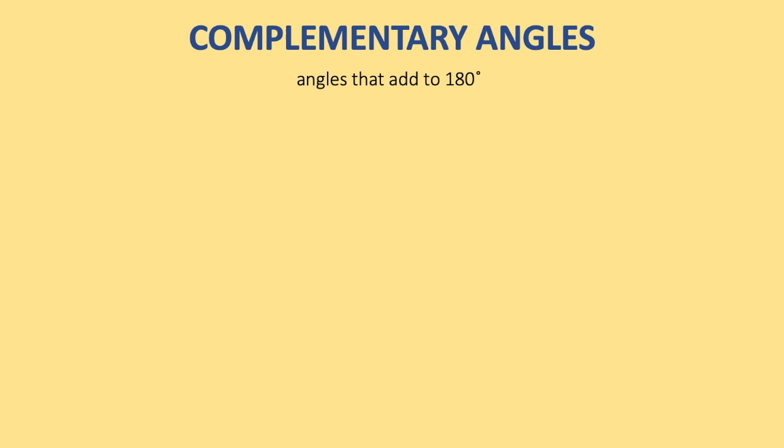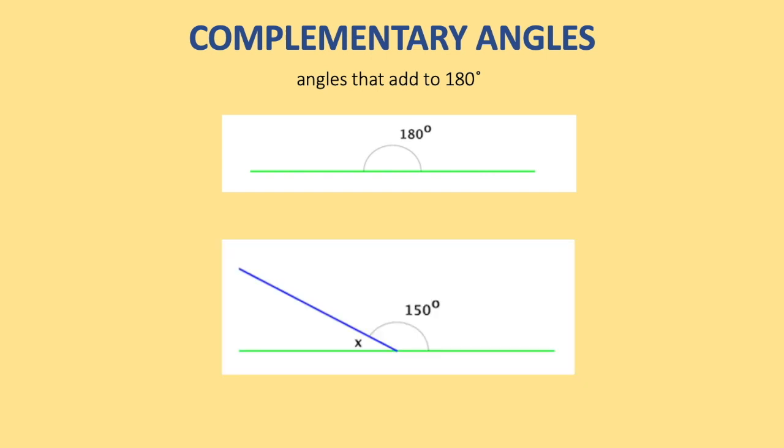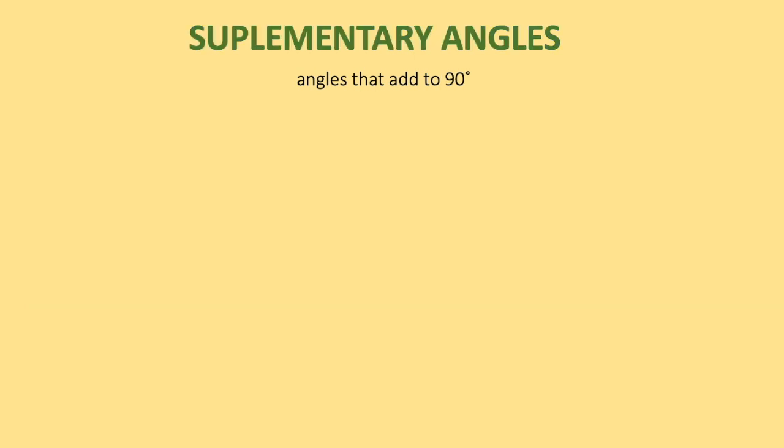Complementary angles add up to 180 degrees. So when you think about a straight line, the angle that is represented there is 180. And then when you put an intersecting line through that straight line, you create two angles. And when you know the value of one angle, which in this case is 150 degrees, you can figure out the value of the other angle by subtracting the 150 from 180, which gives us 30, so we know that the unknown angle is 30 degrees.